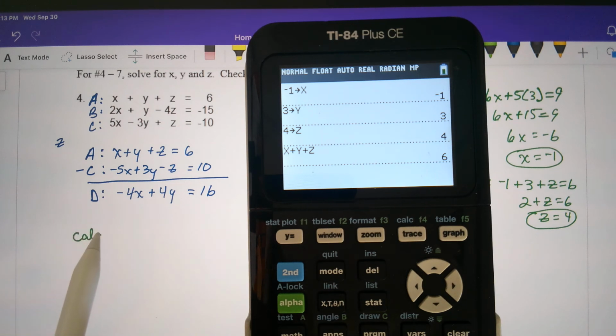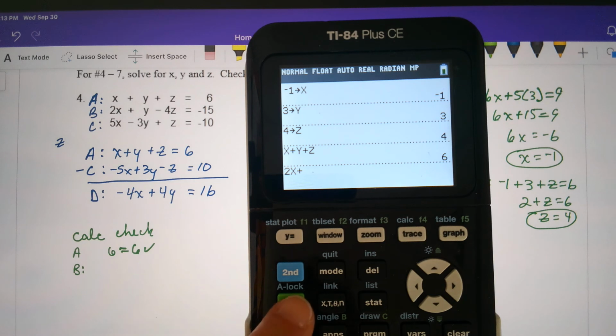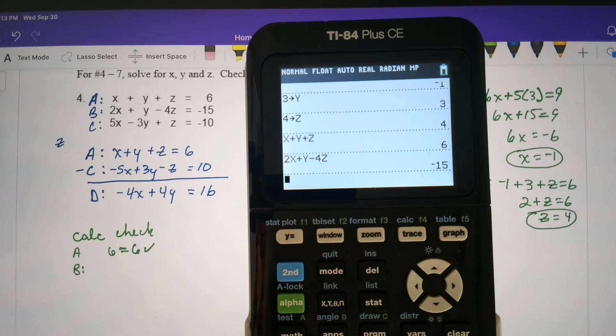I'm just going to say check. We've got 6 equals 6. Now the second equation, that was for equation A. For equation B, 2x plus y minus 4z. That does give us negative 15. That checks. And then for C, 5x minus 3y plus z.